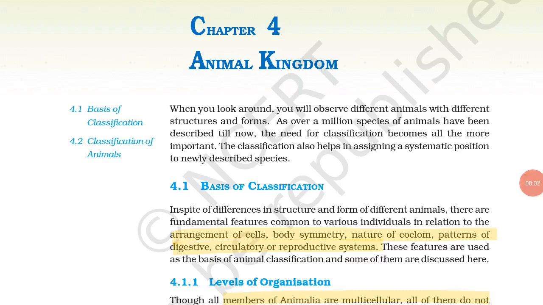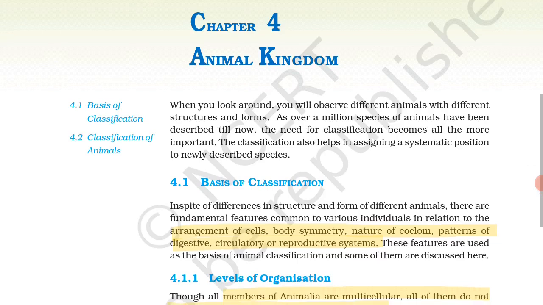Chapter number 4, Animal Kingdom. We are going to study here about animals in detail. We look around, you will observe different animals with different structures and forms.